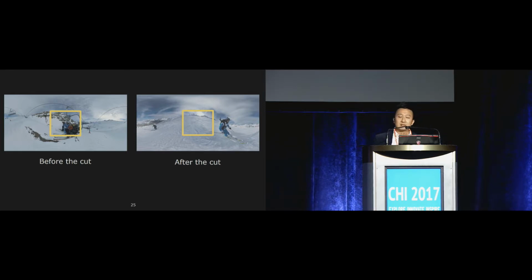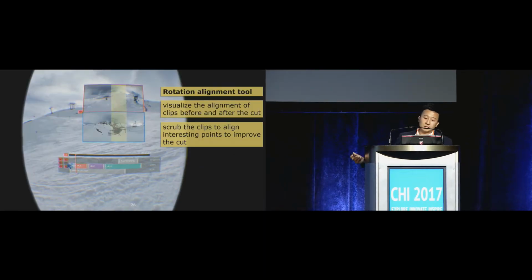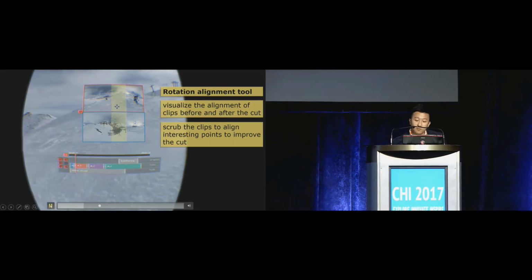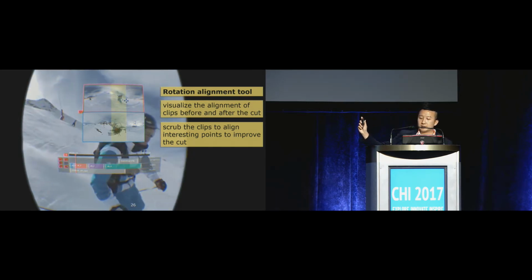This is a unique problem in VR video, and video editors frequently need to find ways to rotate the video and try to align interesting objects before and after the cut, so that they can make the cut more interesting to watch or the story more continuous to follow. To support that, we have this rotation alignment tool that can visualize the alignment of the video before and after the cut. This is a clip before the cut, and this one is after it. The yellow bar is my current view, and the user can also scrub directly on the clip in the visualization to align interesting points together. Now the cut has been aligned.